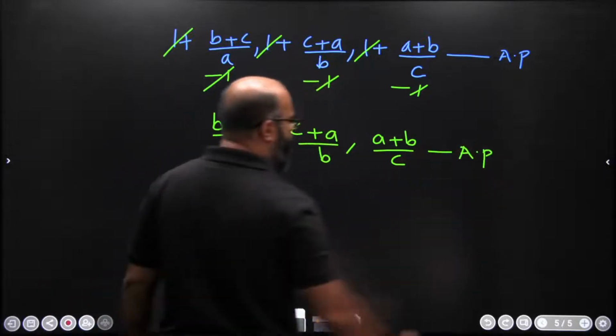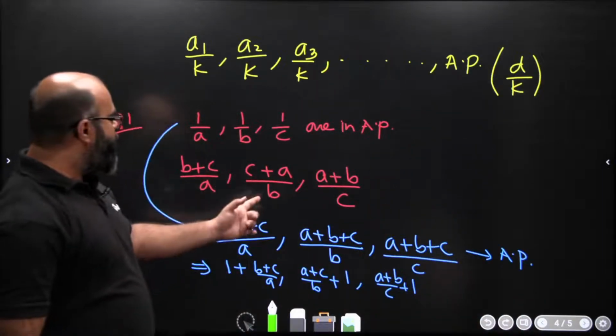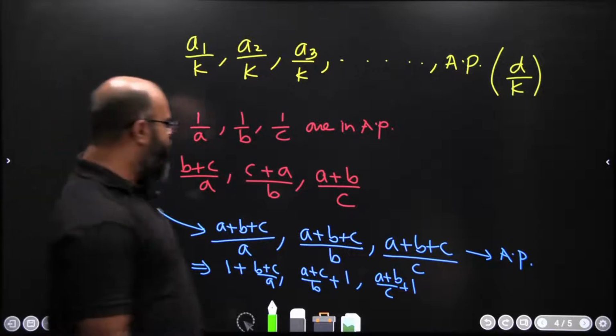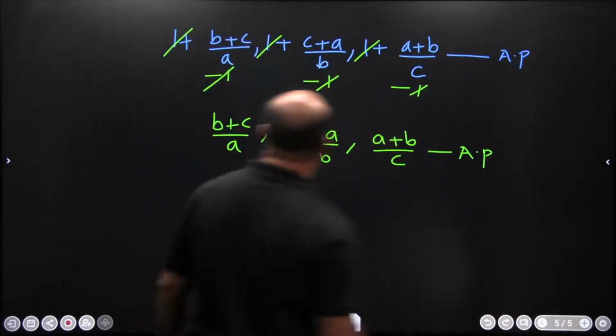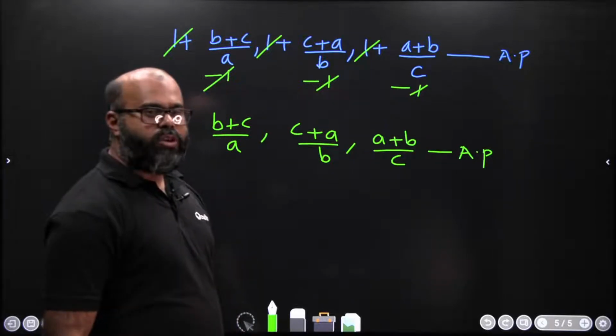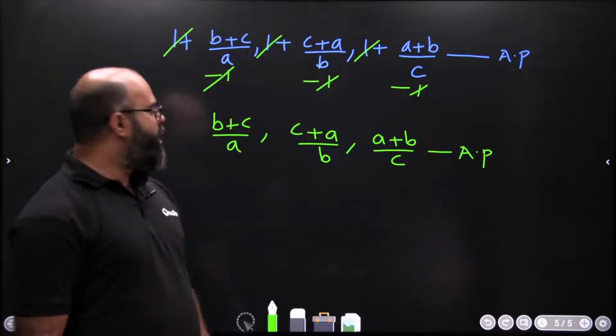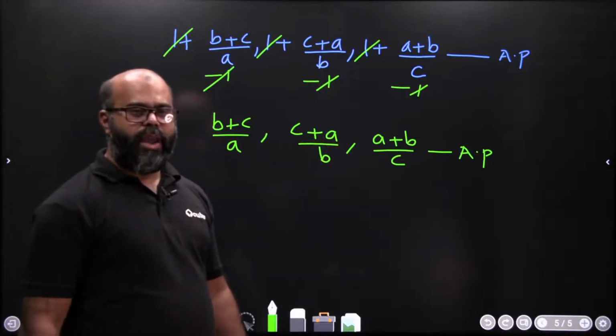Is this what we have to show? Let us see. (b plus c) by a, (c plus a) by b, (a plus b) by c. So this is what we are getting here. This is the same sequence and this sequence is an AP. So we can of course say that if 1 by a, 1 by b, 1 by c are in AP, then this sequence is also in AP.